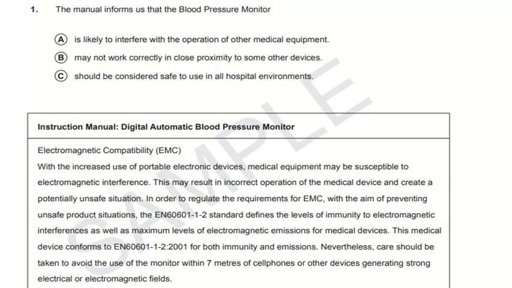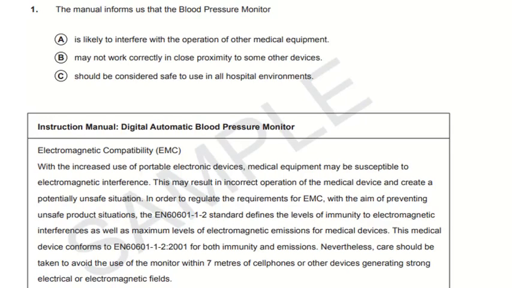It talks about the instruction manual, digital automatic blood pressure monitor. Electromagnetic compatibility (EMC). With the increased use of portable electronic devices, medical equipment may be susceptible to electromagnetic interference. This may result in incorrect operation of the medical device and create a potentially unsafe situation. In order to regulate the requirements for EMC with the aim of preventing unsafe product situation, the standard defines the levels of immunity to electromagnetic interference as well as maximum levels of electromagnetic emissions for medical devices.